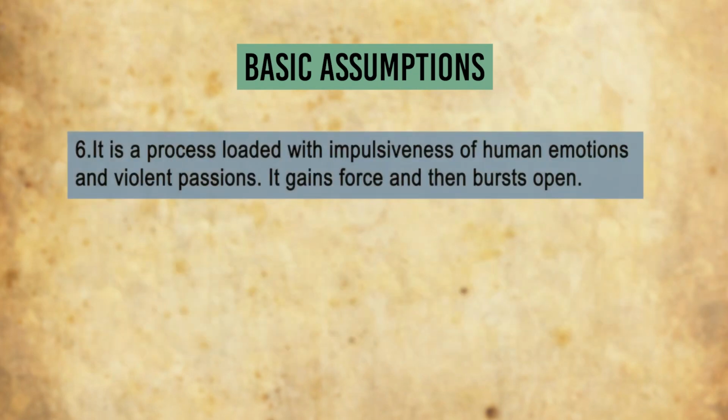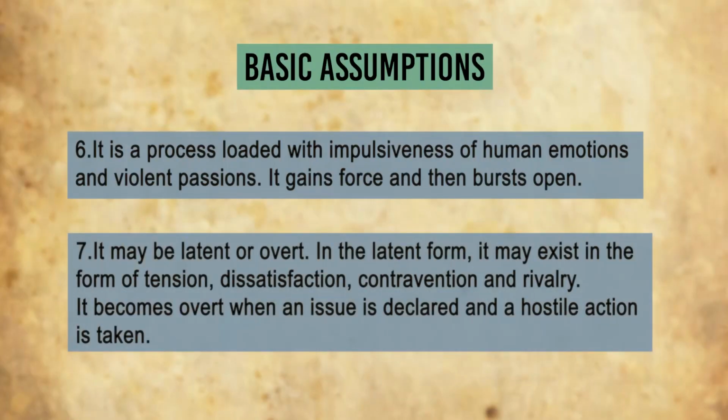Sixth point that is taken as an assumption is that it is a process loaded with impulsiveness of human emotions and violent passions. It gains force and then bursts open. Obviously, in conflict, we involve violence mostly, and it is a very impulsive human emotional reaction. Next, it may be latent or overt. In the latent form, it may exist in the form of tension, dissatisfaction, contravention, and rivalry. It becomes overt when an issue is declared and a hostile action is taken.